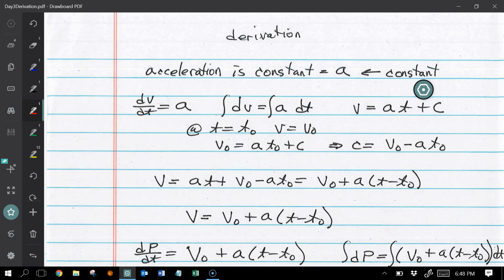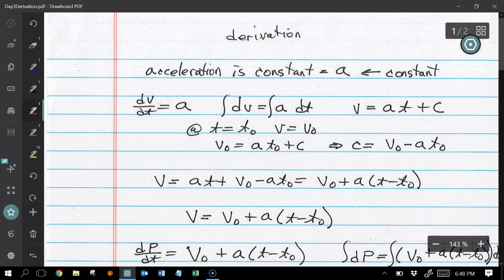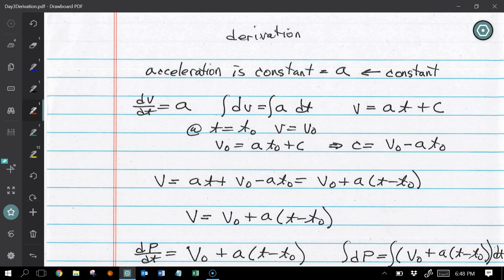This video intends to show the derivation for the kinematic equations. If you have little or no interest in derivations, you can skip this video and go to the next one, which is the results from this one.